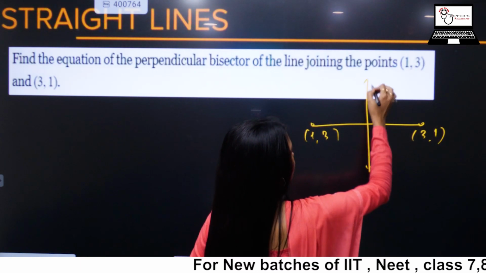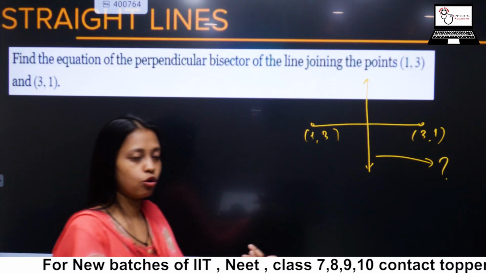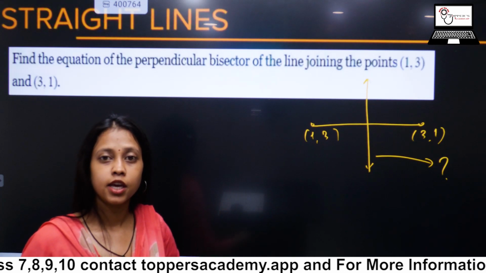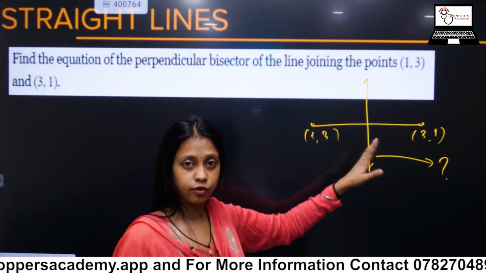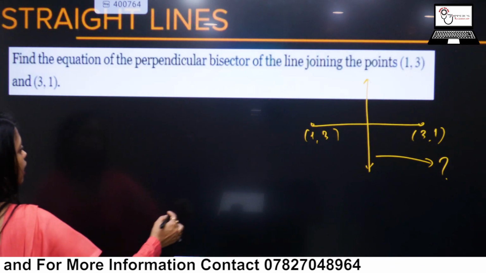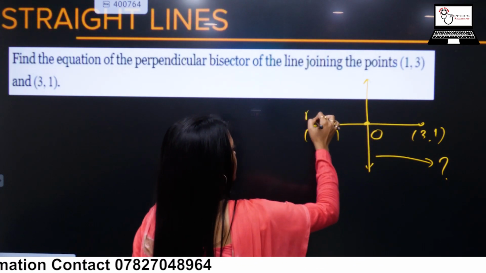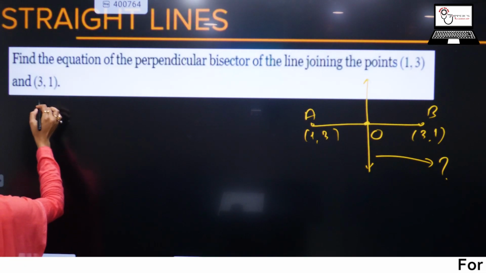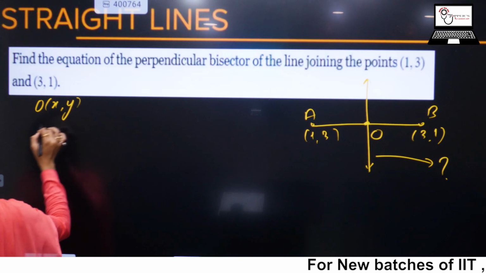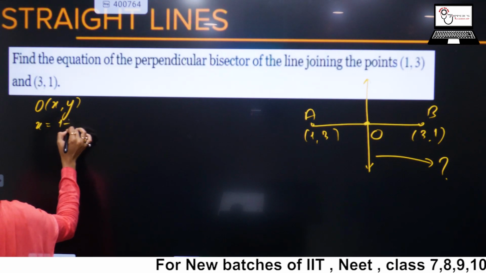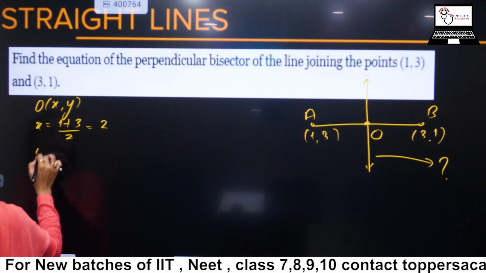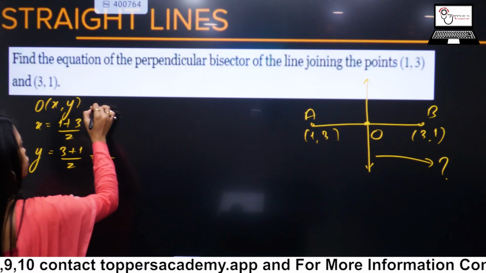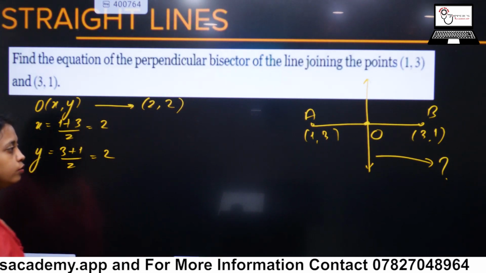If I want to find the equation of this very line, I need slope, I need a point, I need some information about it. Slope is very easy. In the very starting, we have done that, right? And this point O is the midpoint of AB. So, if O is xy, then x is given by 1 plus 3 by 2, which is 2, and y is given by 3 plus 1 by 2, which is 2. So, this is 2 comma 2.